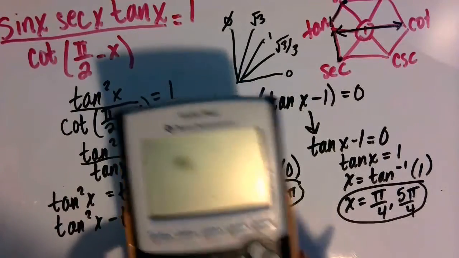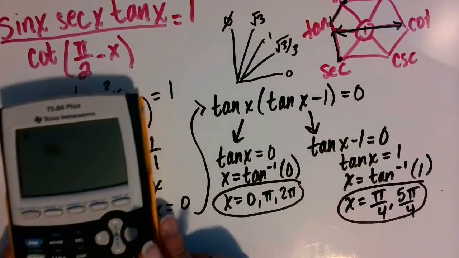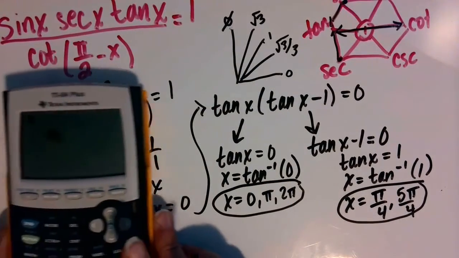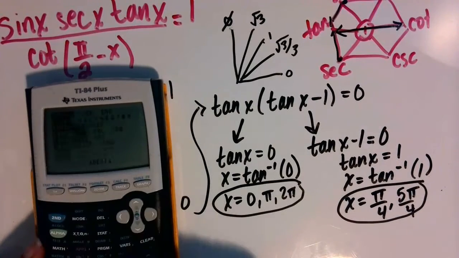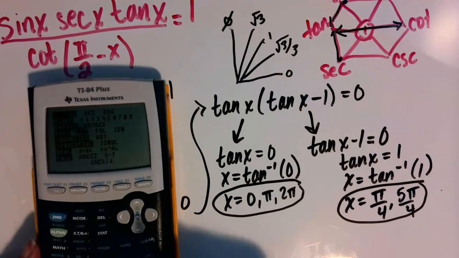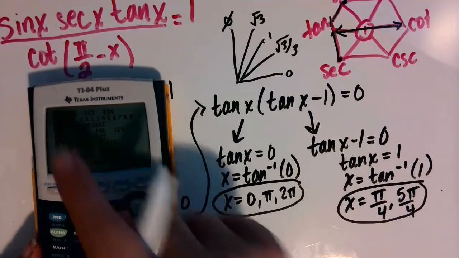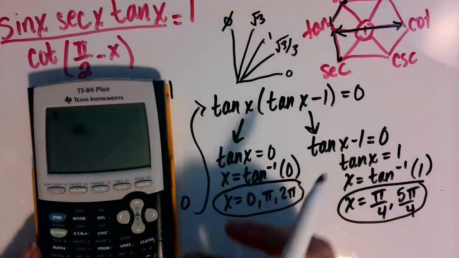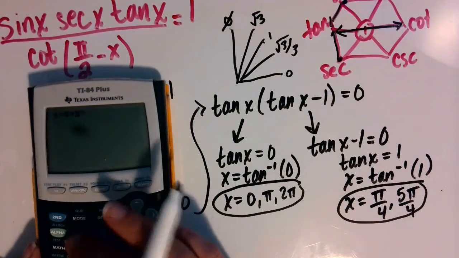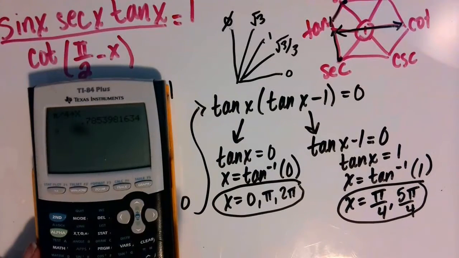So in the calculator, we're going to check these equations here. See if I can fit this in here. We're going to start by looking at the mode and making sure that we're in radian mode, which we are. And then we're going to put pi over 4 in as our x.